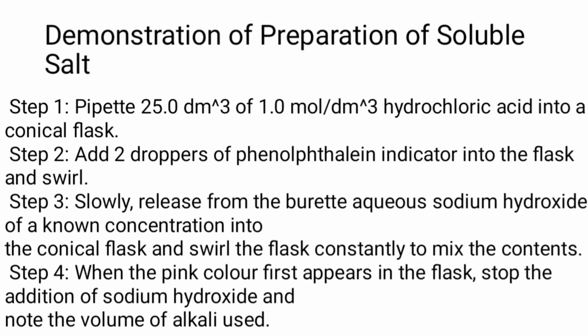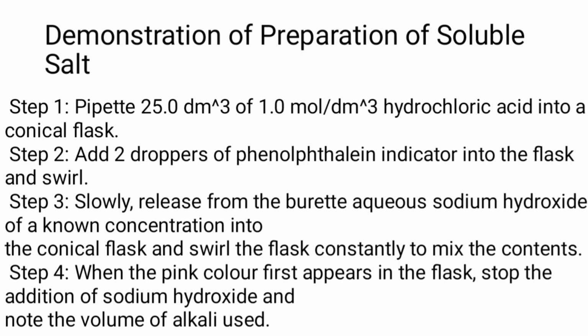Let's also look at the demonstration of preparation of soluble salt. Step 1. Get a pipette of 25.0 cubic decimeters of 1.0 mole per cubic decimeter hydrochloric acid into a conical flask. So in short, we are saying using a pipette, we are getting the hydrochloric acid into the conical flask. Step 2. Add 2 droppers of phenolphthalein indicator into the flask and swirl, in short, shake.